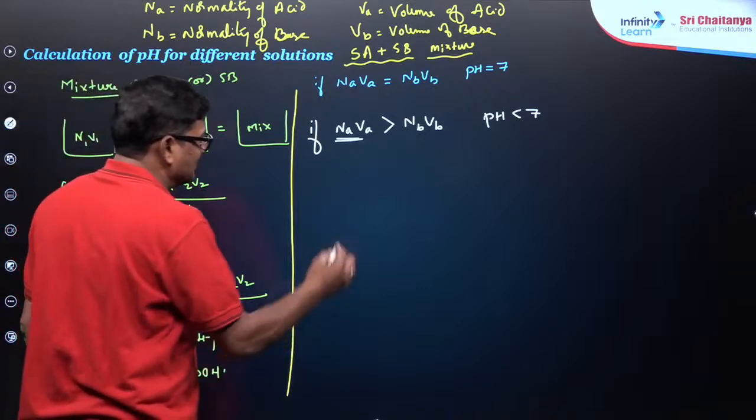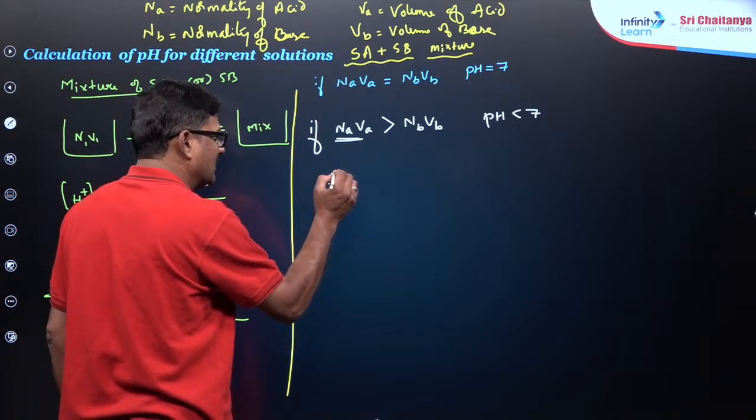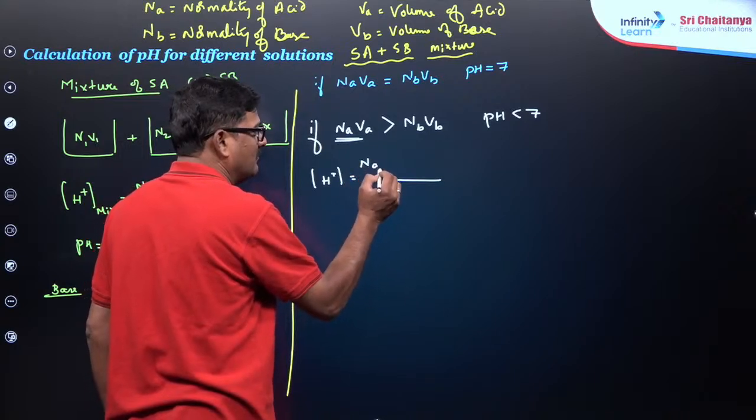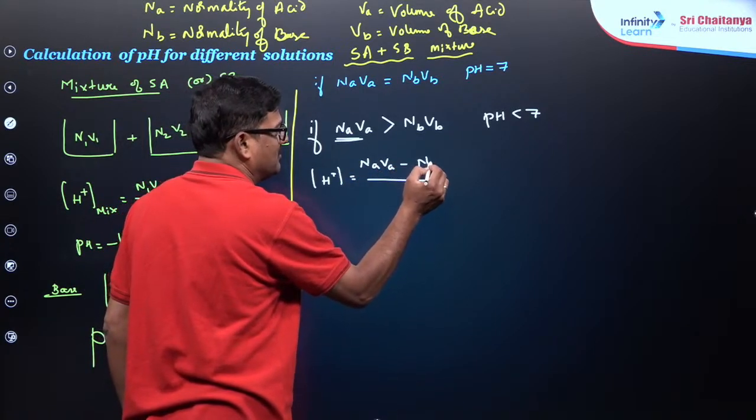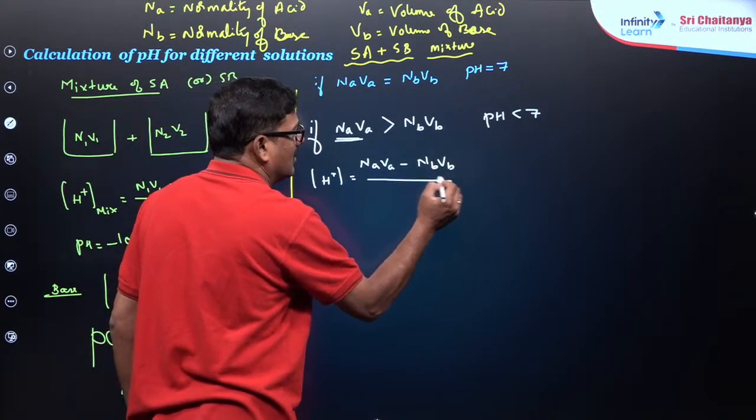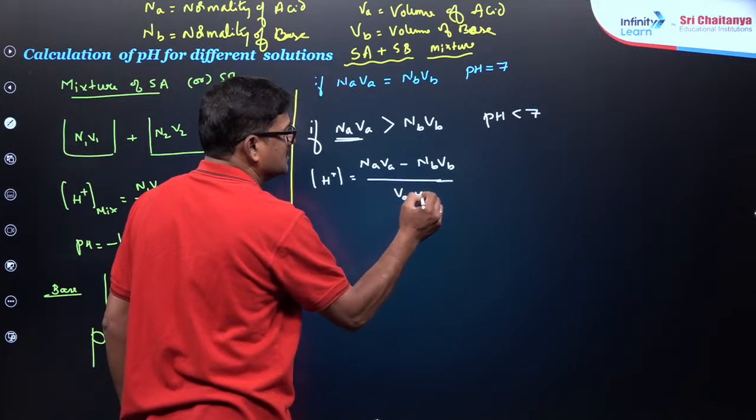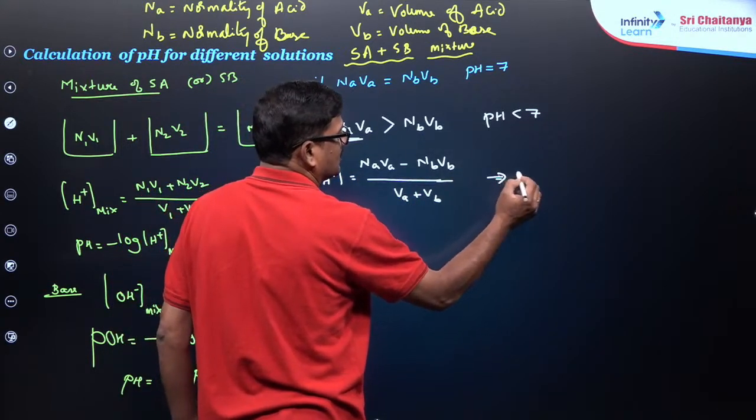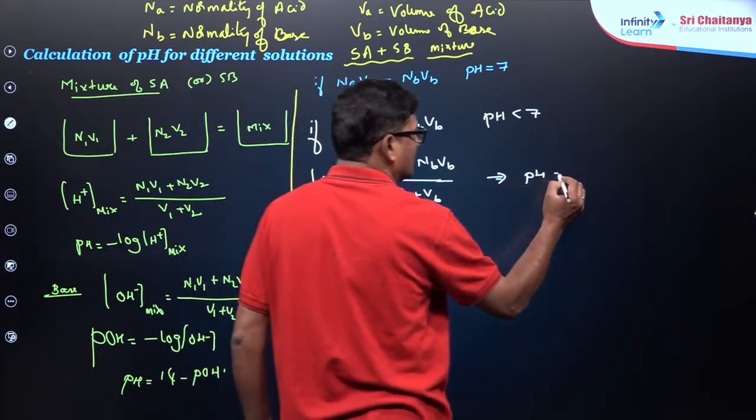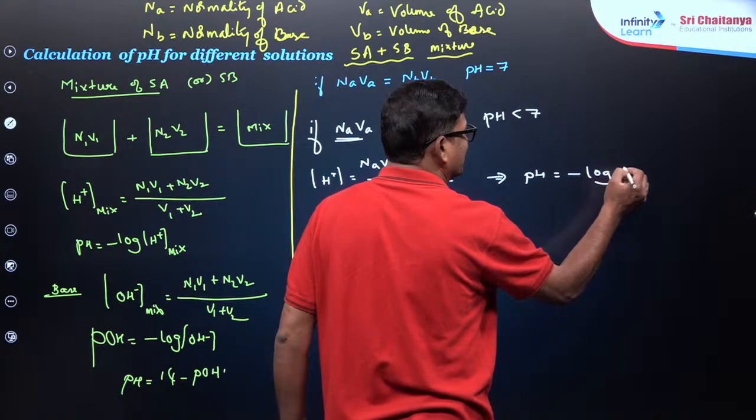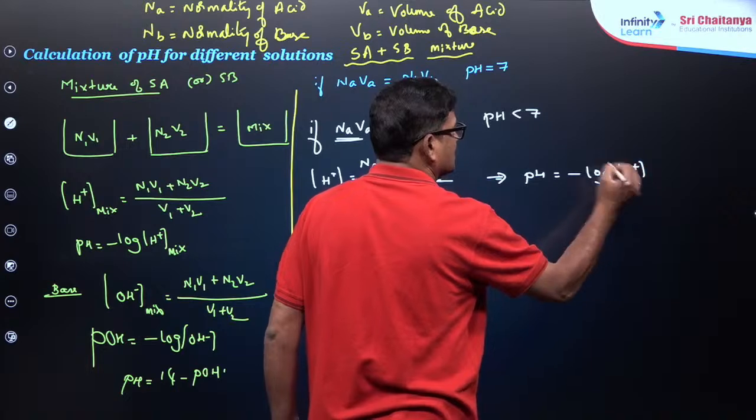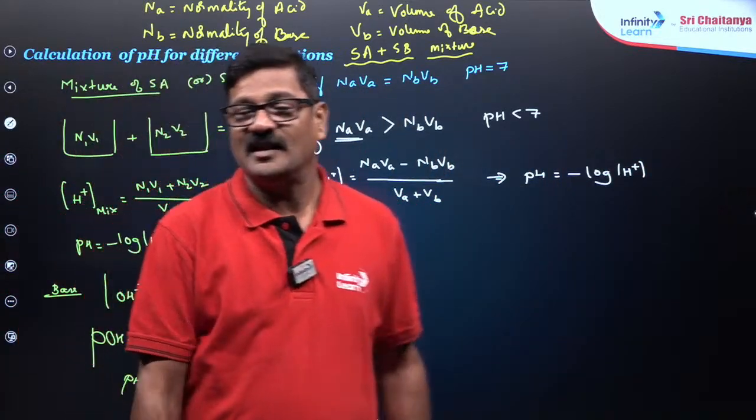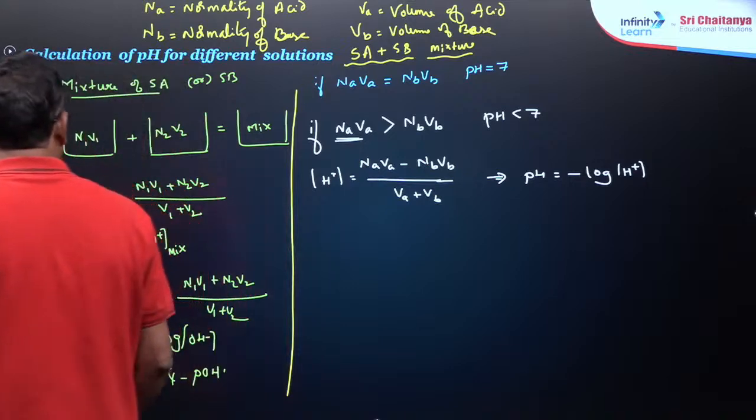So that H plus आयन निकालने के लिए आपका NaVa minus NbVb upon Va plus Vb, ये H plus पकड़ के it is going to be pH is equal to negative logarithm to the base 10 of H plus ion concentration. Are you getting or not? Okay.